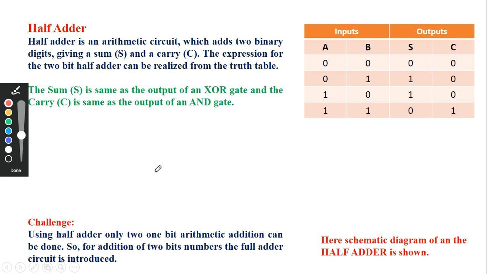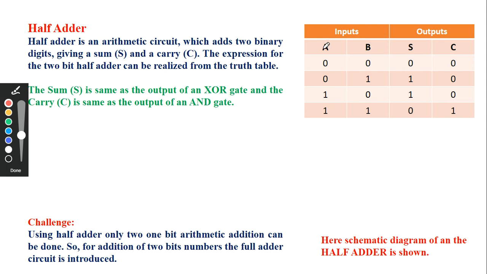Combinational circuit means that the present output depends only on the present values of input. It does not depend on the previous values of output. Fine. So here my two binary inputs for additions are A and B.